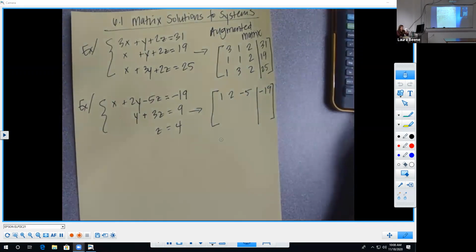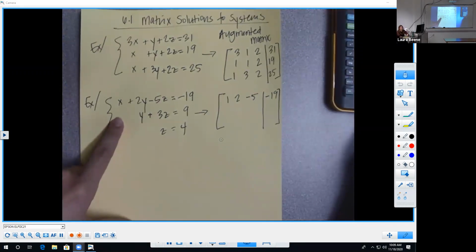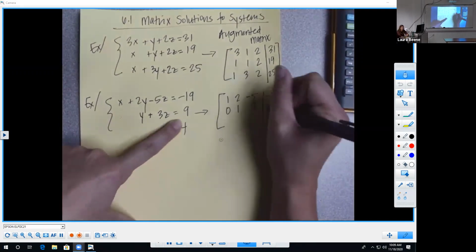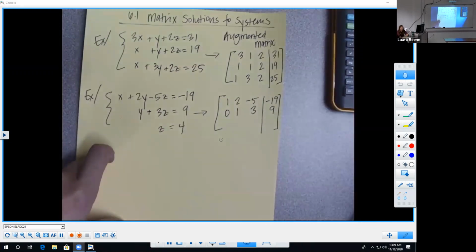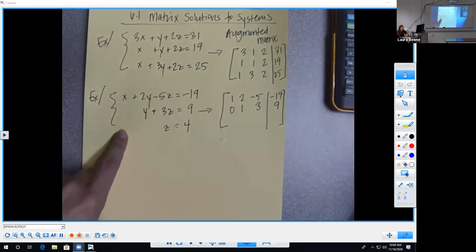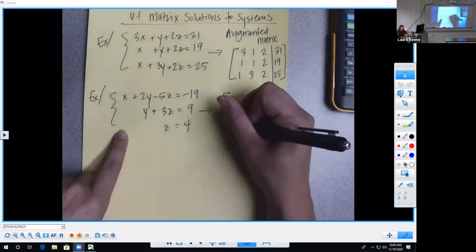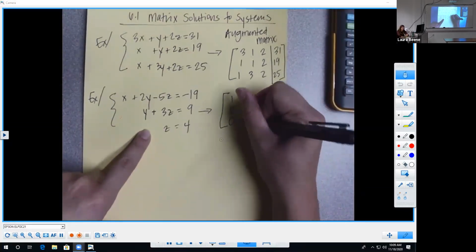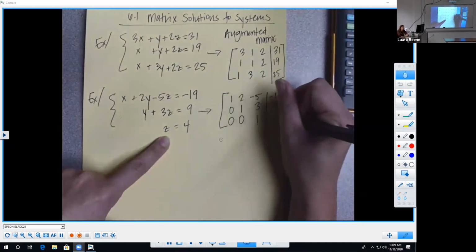For the second row, what's the number in front of x here? 0. So 0, a 1 for the y, a 3 for the z, and 9. For the third row, what's the coefficient for x? 0. What's the coefficient for y? 0. Z is 1, 4.